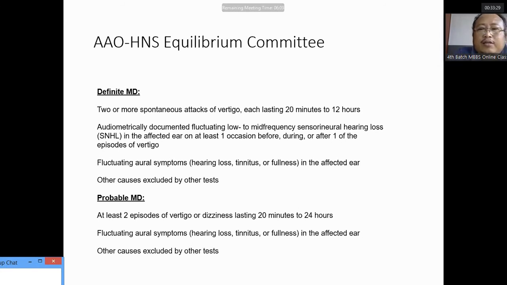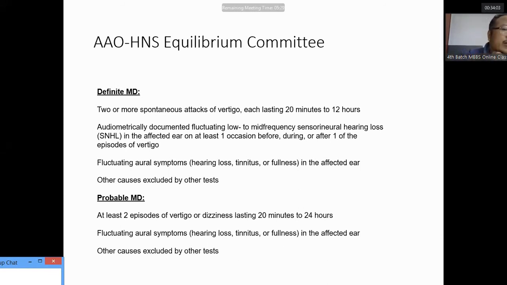definitions or diagnosis of Meniere disease. Initially they mentioned four types of Meniere disease: possible, probable, definite. But recently they have revised it and only mentioned two types of criteria for the diagnosis of Meniere disease. The first one is definite Meniere disease. The second one is probable.